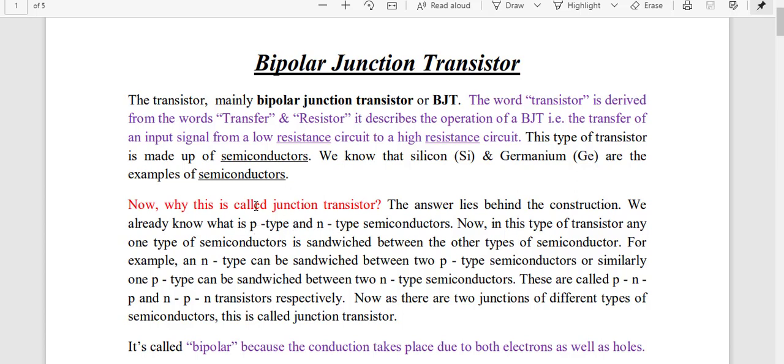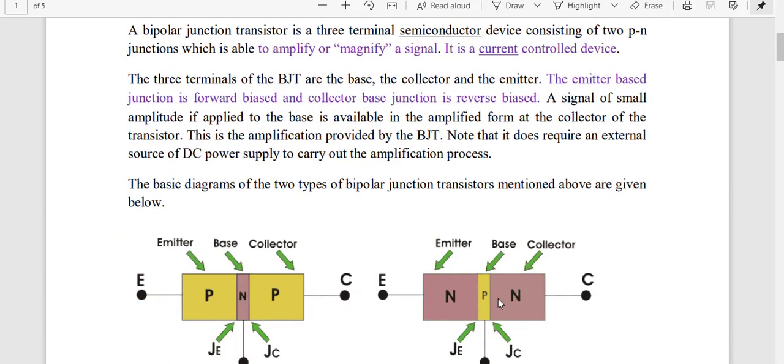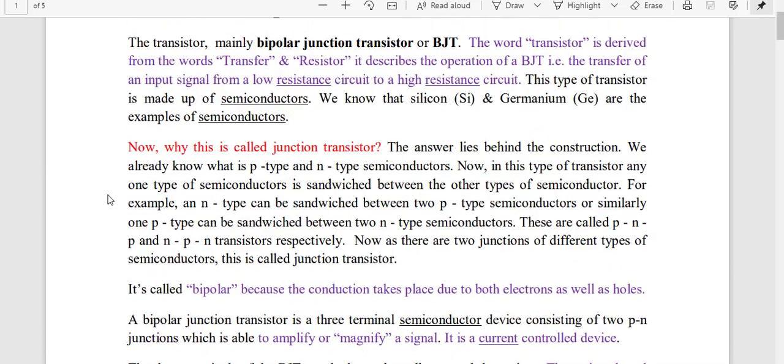Now why is it called a junction transistor? Basically, in case of BJT you can see it has two junctions. That's why this type of configuration is known as a junction transistor. Now why is it called bipolar? It is called bipolar because in case of BJT both electrons as well as holes take part in conduction. That's why the name is bipolar.